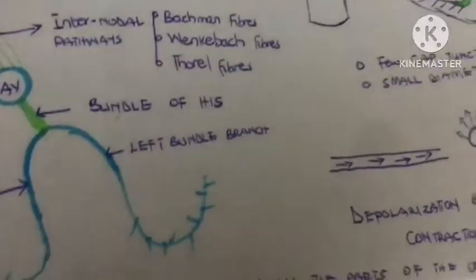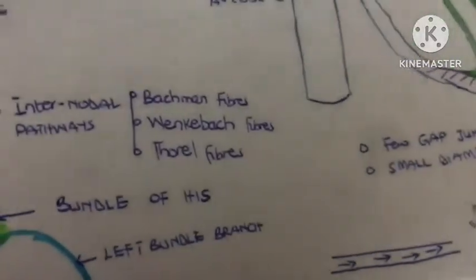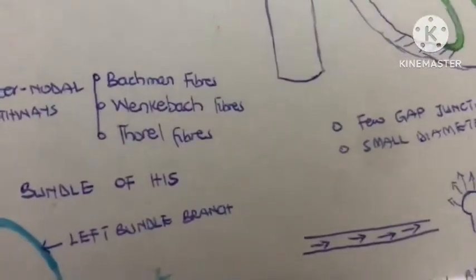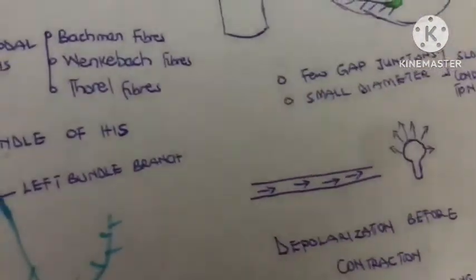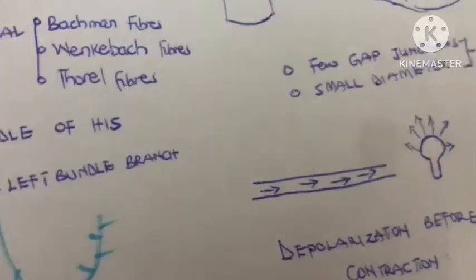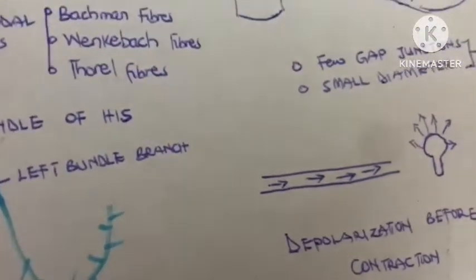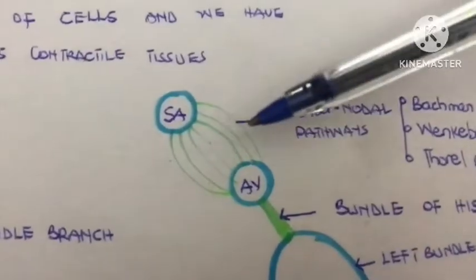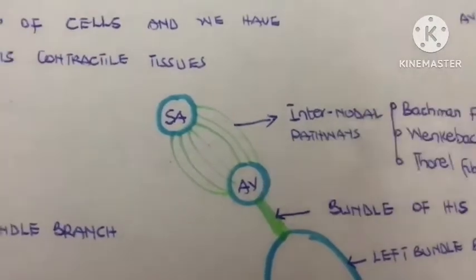So anytime that depolarization occurs, the thing that follows is contraction. So the question is, light and electricity, which comes first? We all know that electricity comes first. The same applies to depolarization and contraction. So there must be depolarization before contraction. Hope you understand.